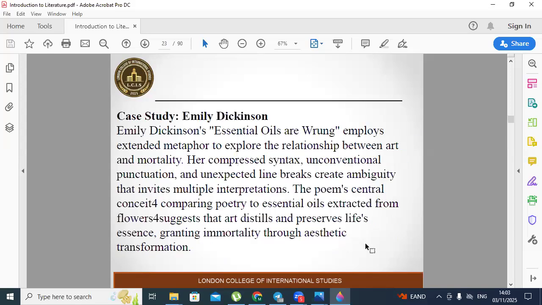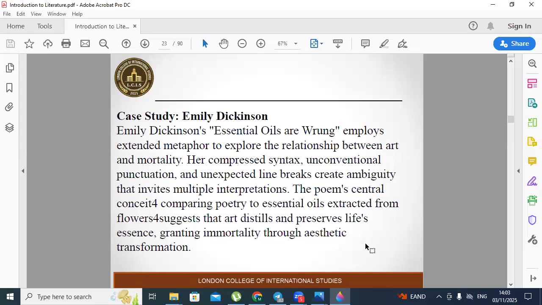Now let's go to our case study: Emily Dickinson. Let's examine a specific example. Emily Dickinson's poem "Essential Oils Are Wrung" employs extended metaphor to explore the relationship between art and morality.